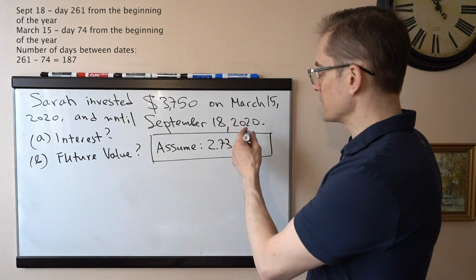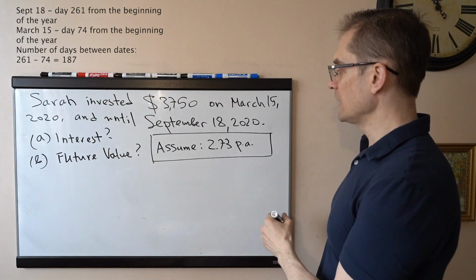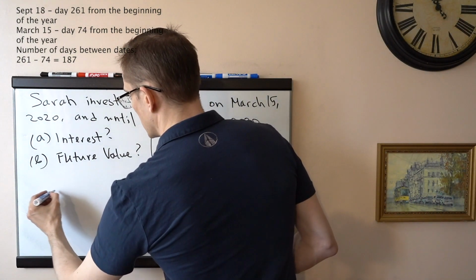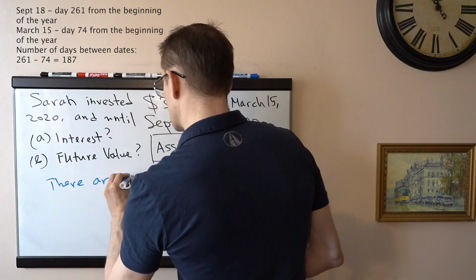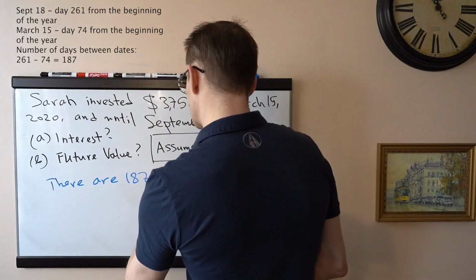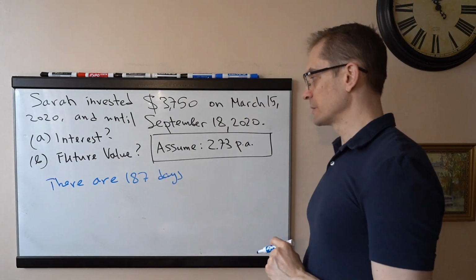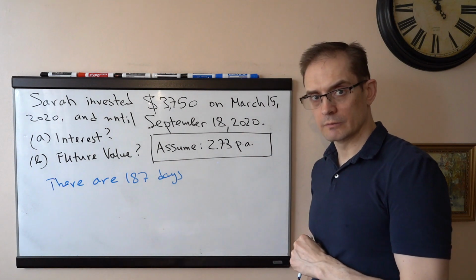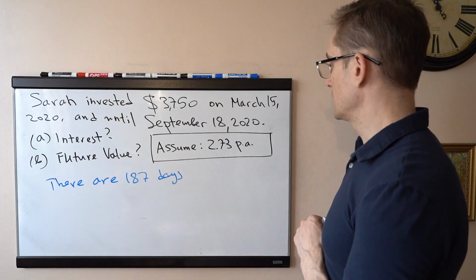If you find the number of days between these two dates, you will see it's going to be 187. So there are 187 days between March 15 and September 18, not including March 15, because that March 15 is day 0.